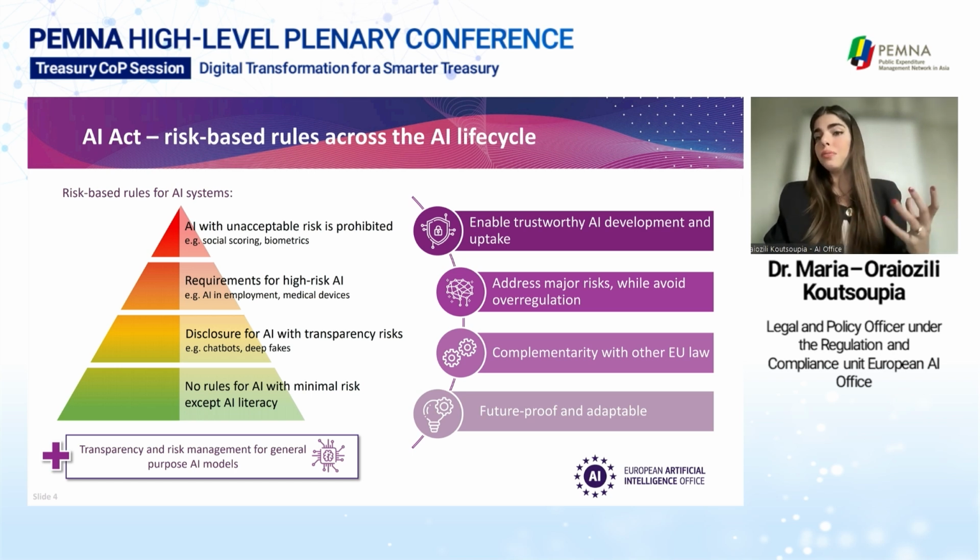An example is manipulation of vulnerable people. It is the social scoring of people. It is the real-time biometric identification in open spaces, so no mass surveillance allowed. There are 5 specific categories in Article 5 of the AI Act of prohibited practices that are not allowed anywhere in Europe.